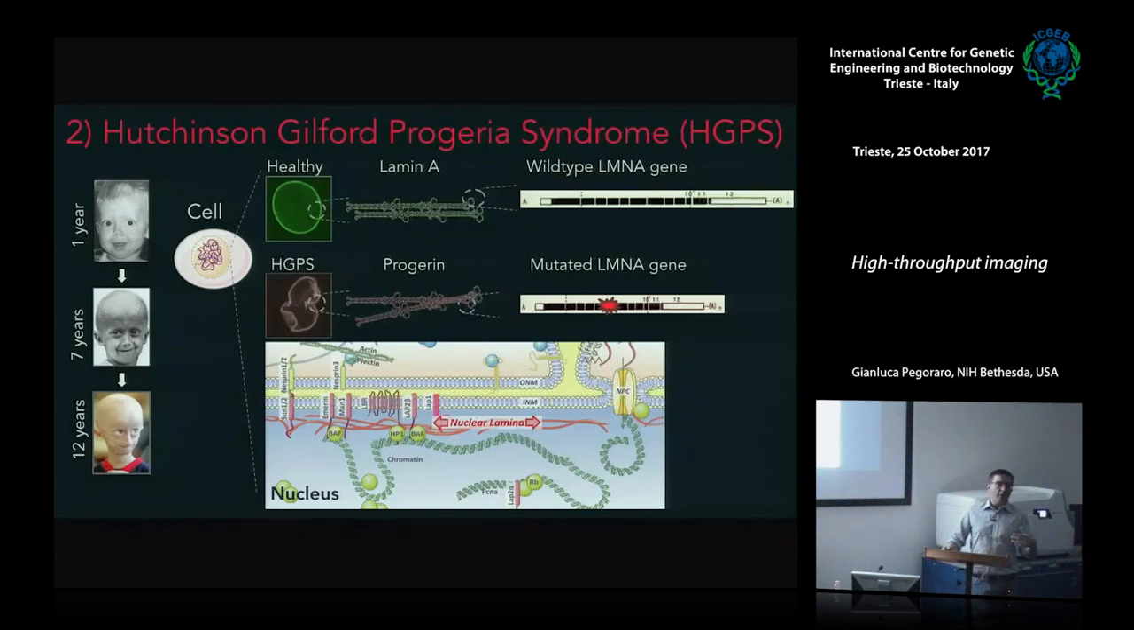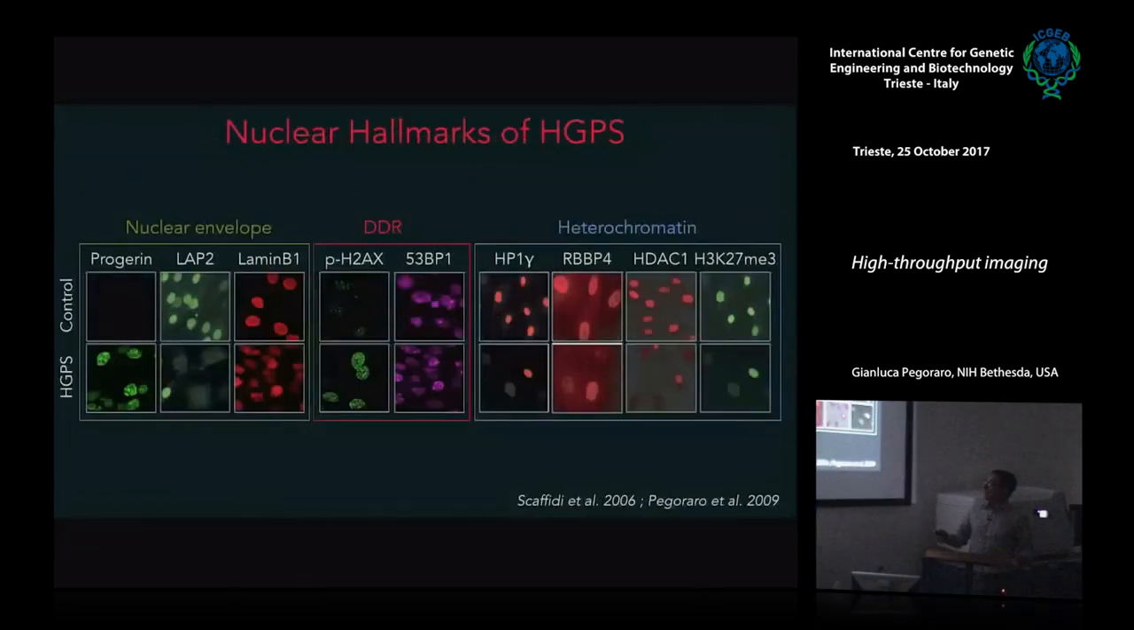And the outcome of this pathogenic mutation is the production of a mutant version of lamin A, which is usually referred to as progerin. And progerin acts as a dominant negative in the cells of HGPS patients to cause some striking nuclear defects. The most evident being the fact that the nuclei of HGPS patients tend to be misfolded. Shape is not the only hallmark of HGPS nuclei.